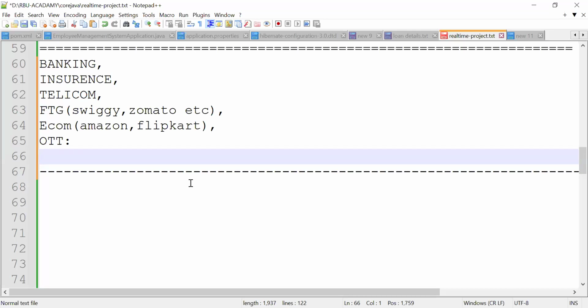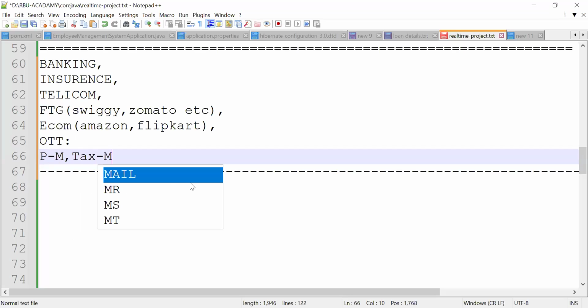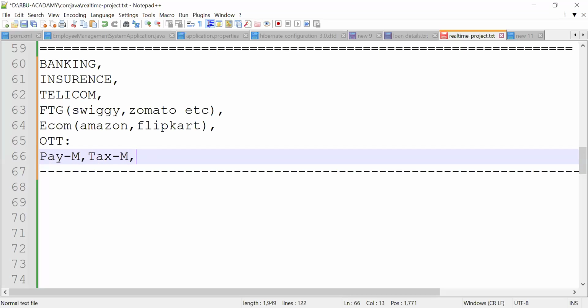Then to declare your tax, maybe some taxation portals you will have, right? Payroll management, tax management systems, pay management, employee management systems.